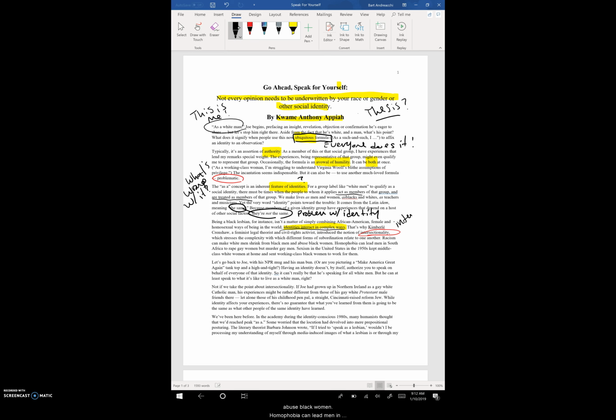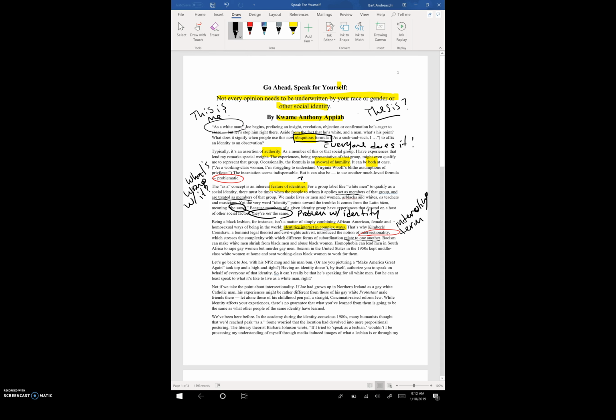Racism can make white men shrink from black men and abuse black women. Homophobia can lead men in South Africa to rape gay women but murder gay men. Sexism in the United States in the 1950s kept middle-class white women at home and sent working-class black women to work for them. So there's some examples of what he means by intersectionality.